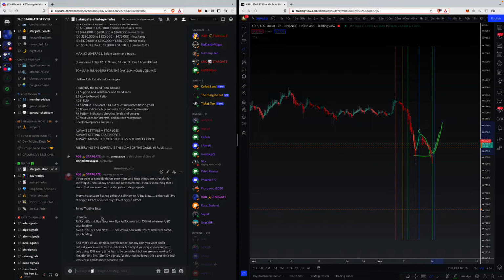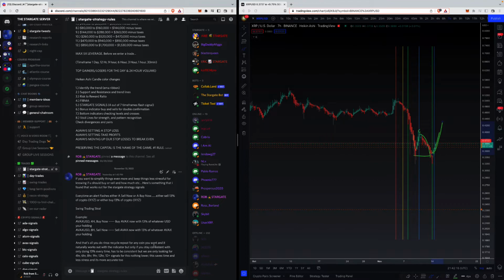So here's an example. So Avalanche, 4-hour buy now signal comes in. So, all right, you're going to buy Avalanche with 13% of whatever USD you're looking to put in. And then an 8-hour sell now flashes. All right, you're going to sell out 13% of what you have currently in Avalanche, of what you're holding. And then you do that, rinse, recycle, repeat for any coin you want. And it will naturally work out with the indicator, but only if you stay consistent with doing that 13% every time. It has to be consistent.